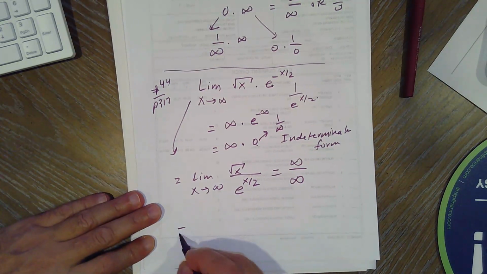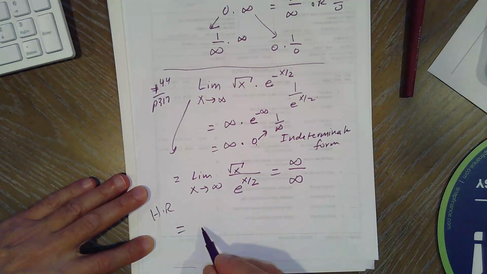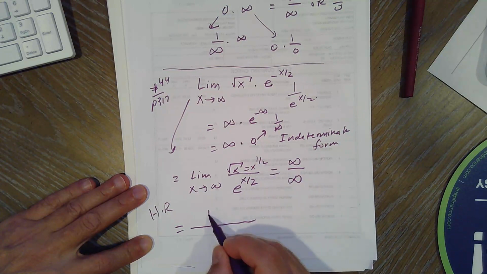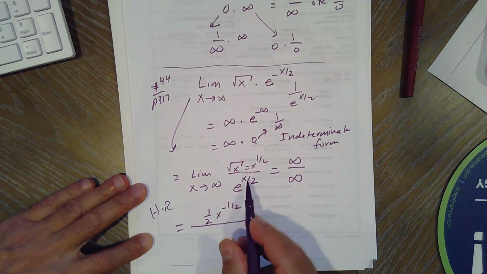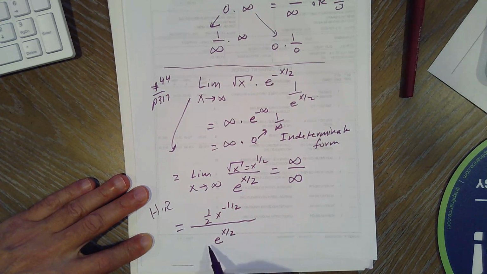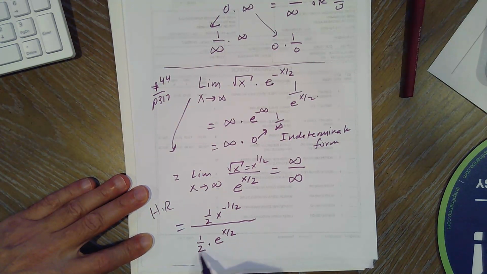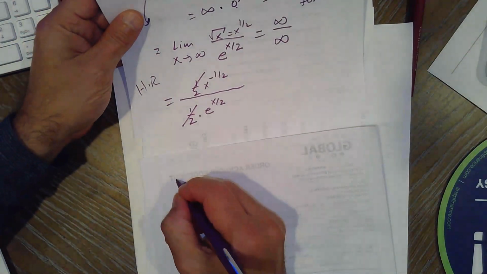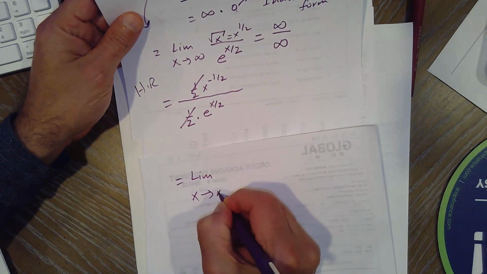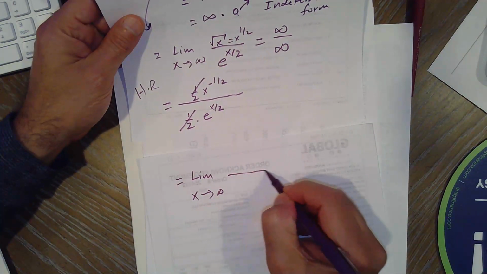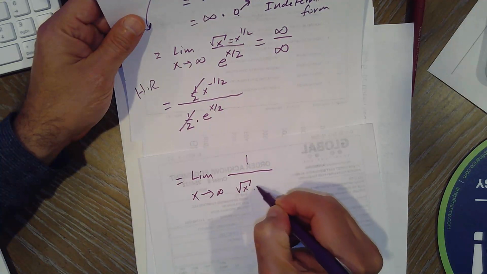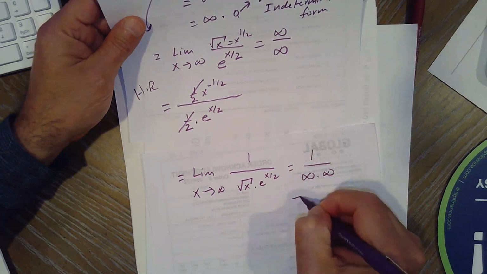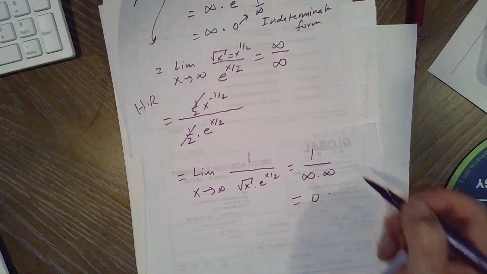So now we're going to do L'Hopital's rule by doing the derivative of square root of x. Square root of x is x to the 1/2, so the derivative is 1/2 x to the negative 1/2. Derivative of e to the x over 2 is e to the x over 2 times derivative of x over 2, which is 1/2. The 1/2 cancels out. And you get limit as x goes to infinity. So we can put x to the 1/2 at the bottom, square root of x, e to the x over 2. Now if we do infinity, we get infinity times infinity under 1. 1 over infinity is 0.